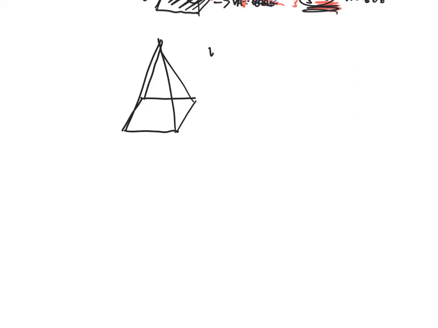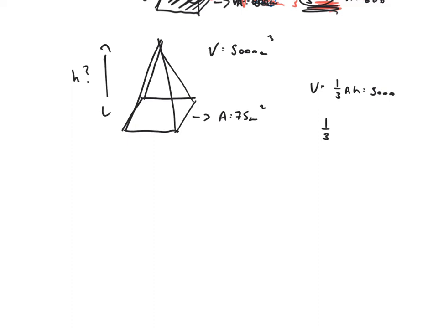Okay, so this time the volume of the pyramid is 5,000 cubic centimetres. I'm looking to calculate the height, and I'm told that the area of the base is 75 square centimetres. Okay, so volume equals 1/3 AH, and the volume is equal to 5,000. So that's 1/3 of 75 times H equals 5,000. 1/3 of 75 is 25, so it's 25H equals 5,000. Bring the 25 down, divide.